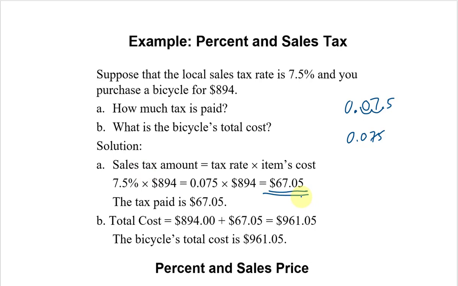Now, they ask you for the total cost. That means the cost of the bicycle by itself added to the tax you have to pay. So at the end, the out of the door price is $961.5.